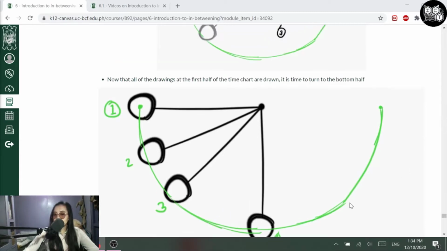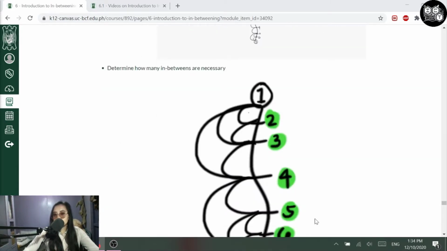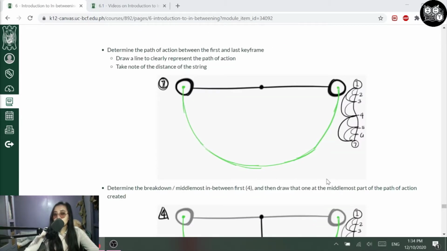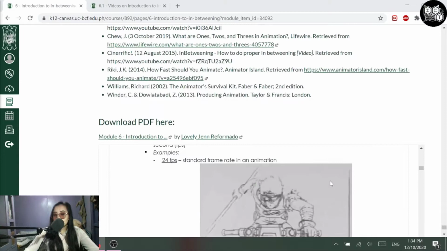The idea right here is that when you analyze your time chart, you have to create the keyframe that has the lesser drawing first. If you're going to create the first half, you start off by drawing the 4, and then the 3, and then the 2. Whereas for the second half, you don't start by creating the 6. You start creating the 5 first before creating the 6 in between. So those are just some ideas of how you can do in-betweening.